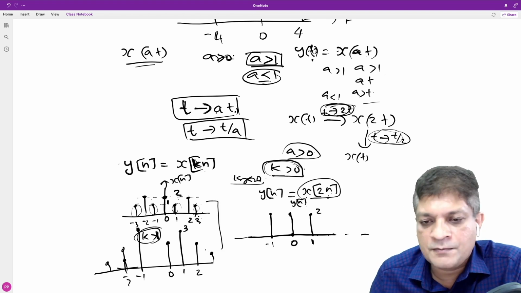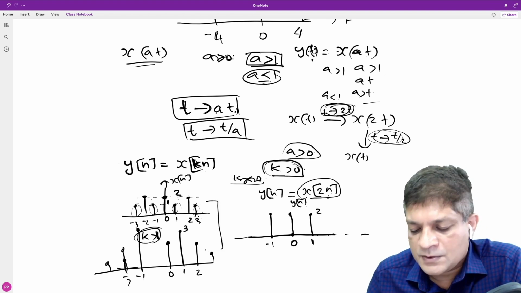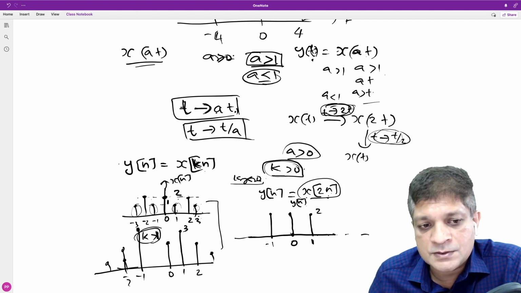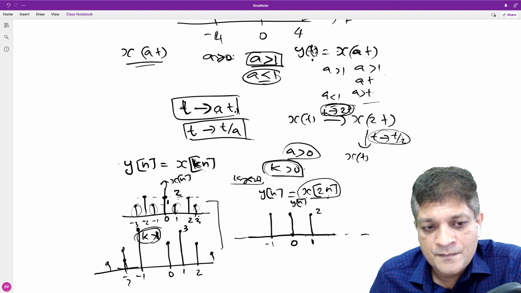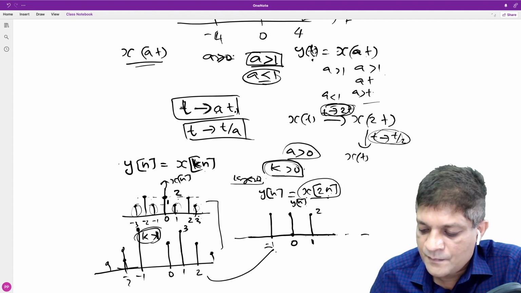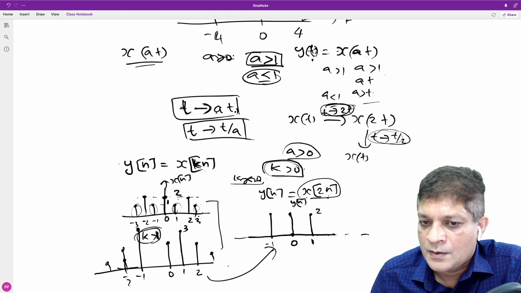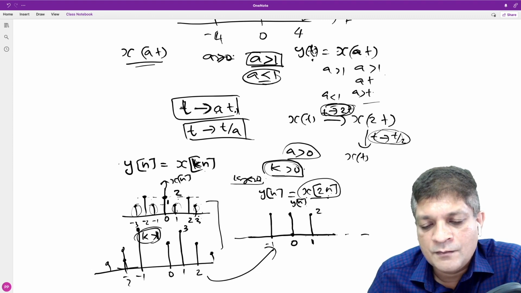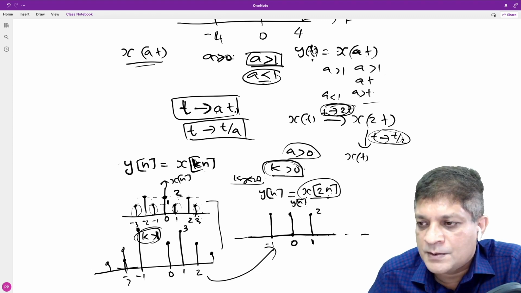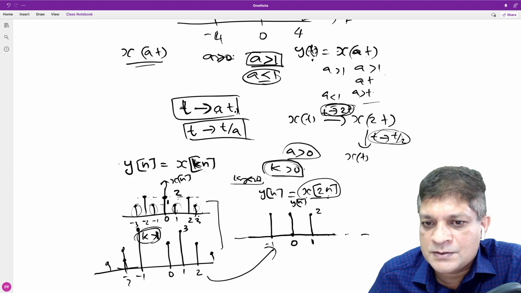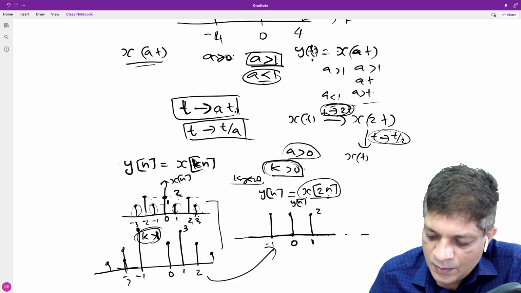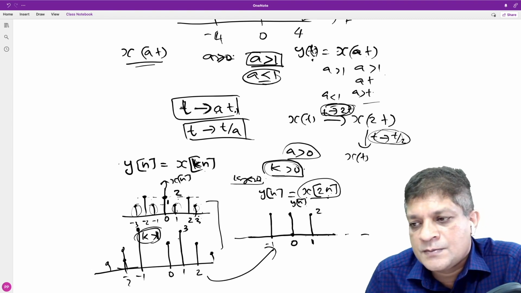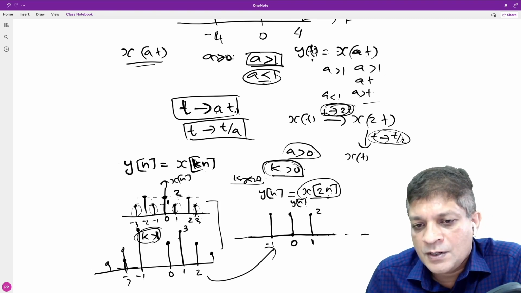These two signals are different, but if you scale it by 2, time scaling by a factor of 2, will you get the same signal? Because scaling by a factor of 2 means we are keeping only the even numbered samples and discarding the odd numbered samples. Here, odd numbered samples are different, even numbered samples are same. So we'll get the same signal. So this is not an invertible operation.